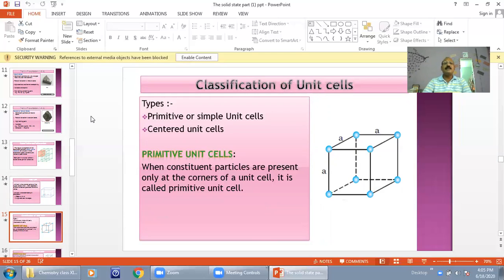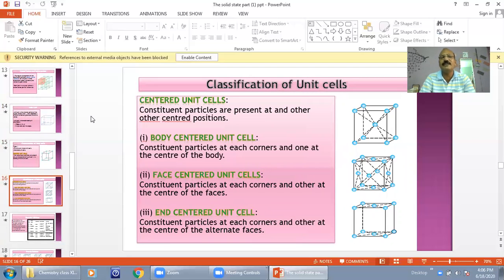What is primitive unit cell? Primitive unit cell is one in which constituent particles are present only at the corners of the unit cell. You can look here. At the upper side, 4 corners are there. At the lower side, again 4 corners are there. There are 8 constituent particles present at the upper and lower side. Hence, the constituent particles are present only at the corners of the unit cell. Therefore, this type of unit cell is called simple unit cell or primitive unit cell.